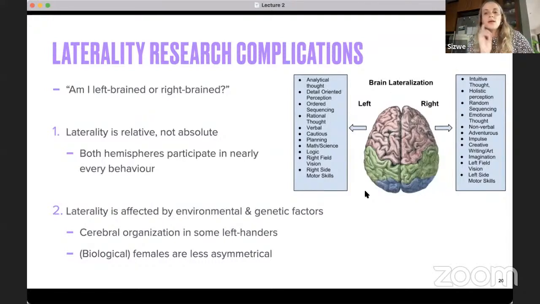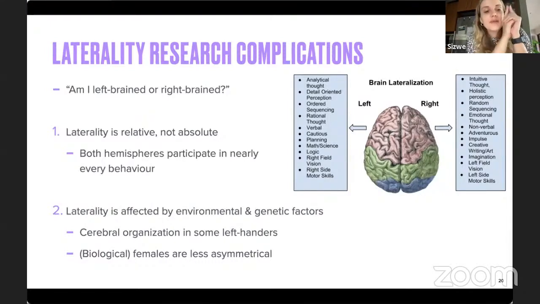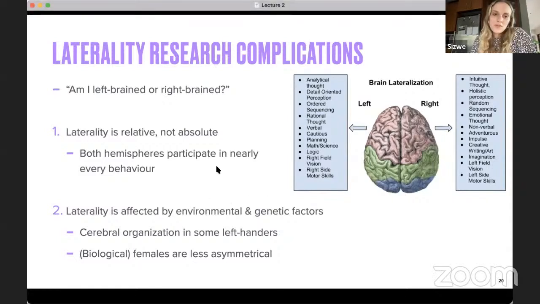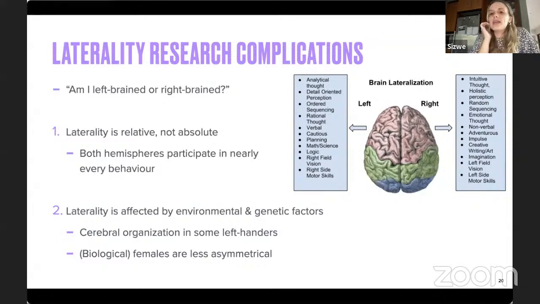Okay. It's two complicated things though. Laterality is relative and it is not absolute. Relative means that even though we can say, okay, cool, left side's doing this, right side's doing this, that's not technically true. They're both doing stuff all the time. They both participate in nearly every behavior that's going on. So if you're talking to someone and it's this verbal side, the left side, it doesn't mean that your right side is like taking a siesta. They're both doing stuff all the time. It just means that the left side, if we had to put it on an MRI, lights up a teeny bit more.